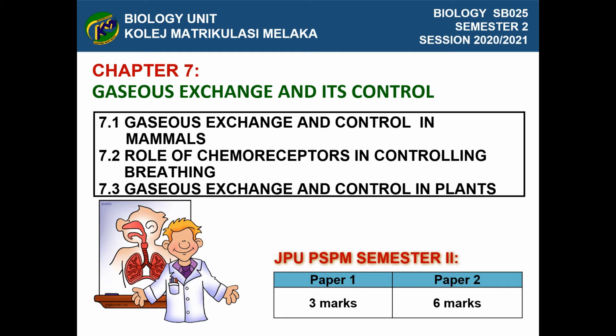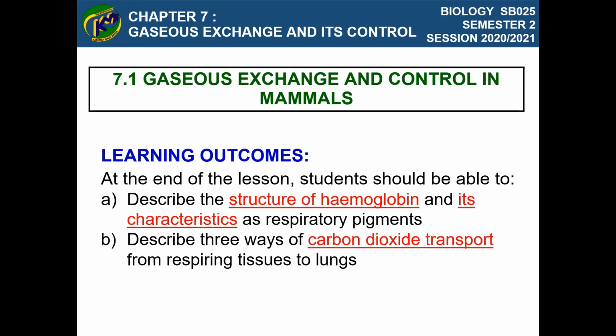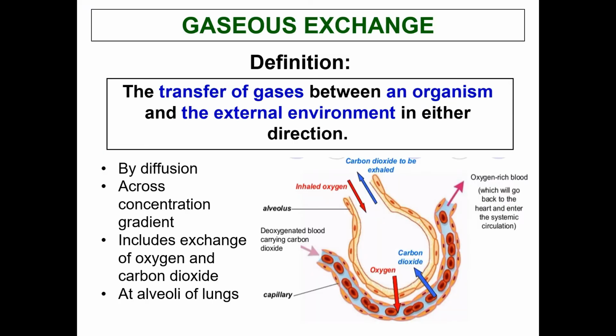In this video, I'm covering Chapter 7, lecture part. The learning outcome from this video is for us to describe the structure of hemoglobin and its characteristics as respiratory pigments. And then we are going to describe three ways of carbon dioxide transport from respiring tissues to the lung. So what is gaseous exchange?